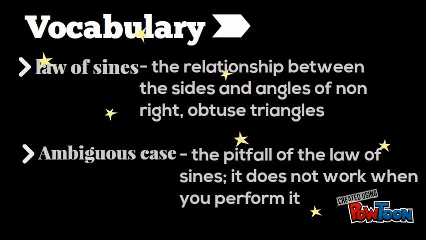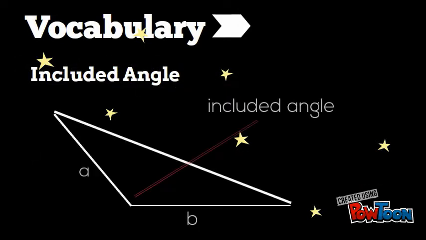Vocabulary. Law of sines is the relationship between the sides and angles of non-right, obtuse triangles. And the ambiguous case is the pitfall of the law of sines. It doesn't work when you try to perform it. Also, the included angle is shown below. It is in between sides A and B.